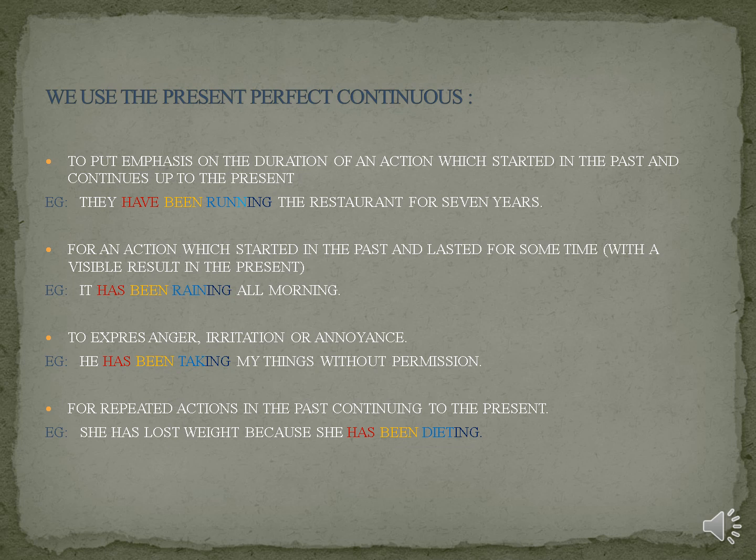And it is also used for repeated actions in the past, continuing to the present. For example, she has lost weight because she has been dieting. It means she started a diet some time ago in the past. She is still on a diet, and you can notice that she has lost some weight.